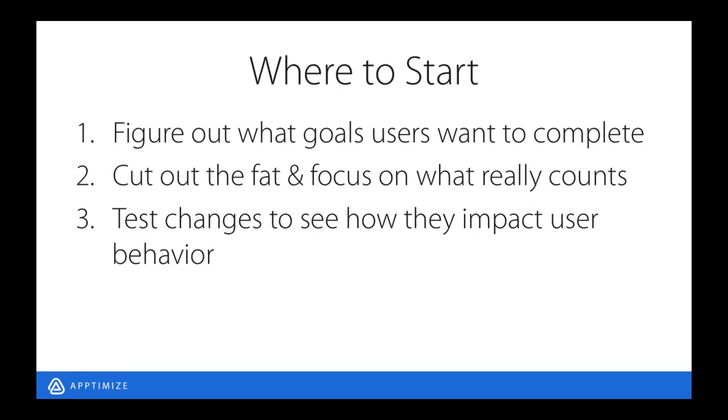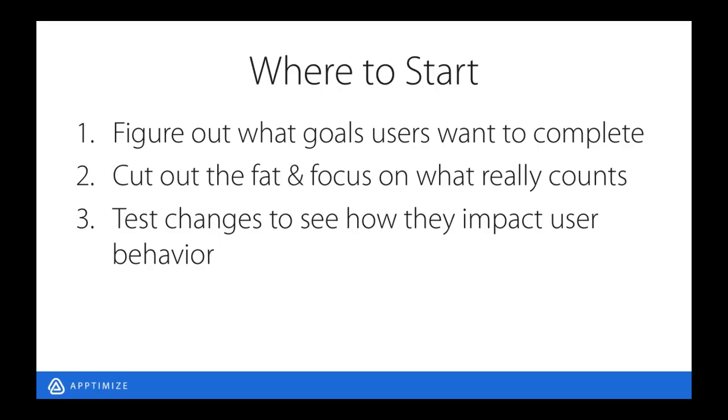Well, the first thing you want to do is figure out what goals users want to complete. You want to figure out what are the main tasks that they want to use your app for. The second is to cut out the fat and focus on what really counts. Engineering is a resource. You can only allocate so much of it in different places. So you really want to focus on what will get you the most ROI.